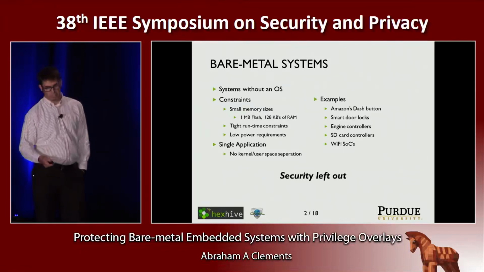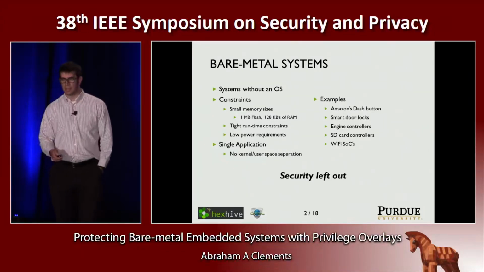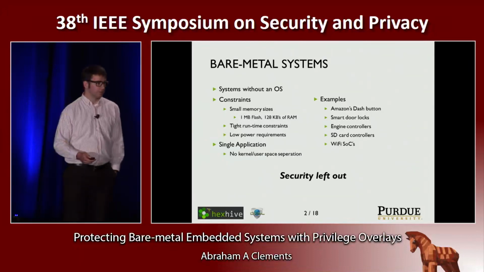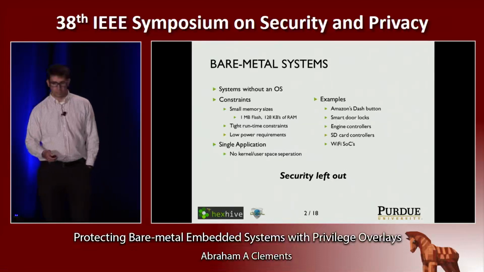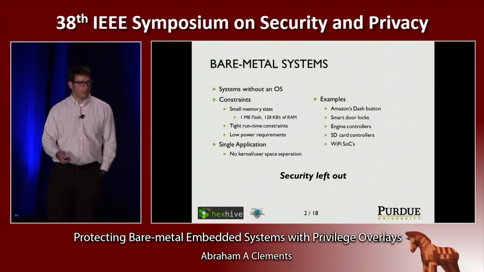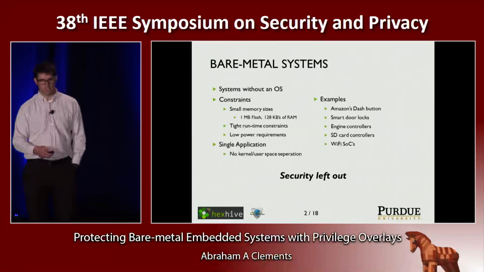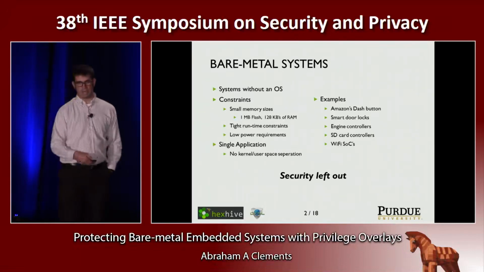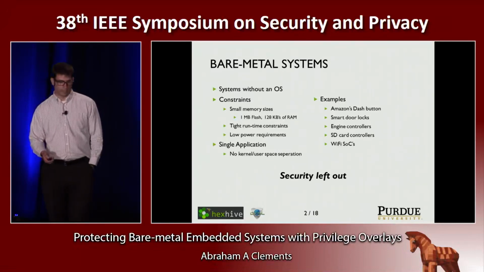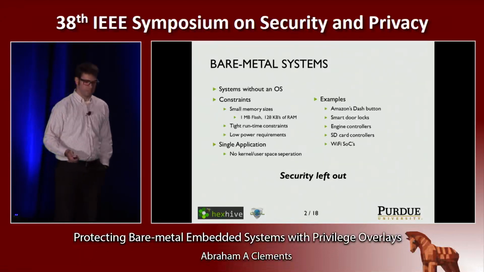Because of the constraints, the small memory sizes, the low power requirements, security is often just left out. As an example, Google's Project Zero earlier this month disclosed that they'd found vulnerabilities in Broadcom's Wi-Fi system on a chip that enabled them to, just by having Wi-Fi on your phone on, take control of your application processor. They were first able to take control of the Wi-Fi system on a chip and then use that to elevate and obtain accesses within the kernel on the application processor. So security on these systems is important, and it's just been left out.